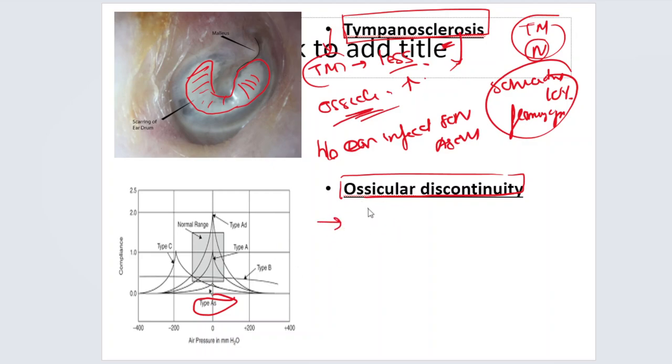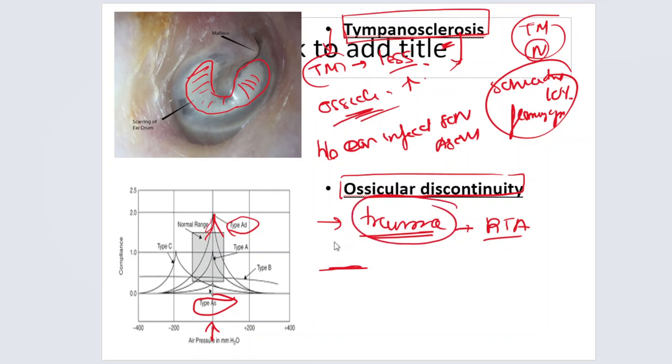In ossicular discontinuity, there is a definite history of trauma. It is quite severe, like a road traffic accident. And you will see an Ad type of curve. There is increased compliance at ambient pressure. The ossicles are able to move more easily than normal. The tympanic membrane may be normal in such cases; in most cases, the tympanic membrane will be normal. But because of the trauma, there will be ossicular discontinuity.